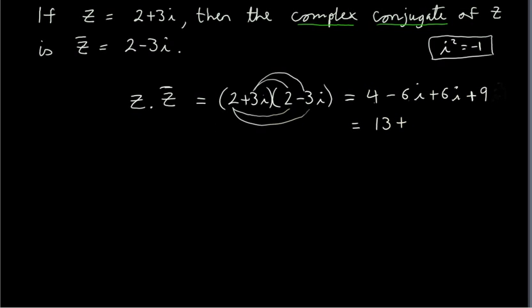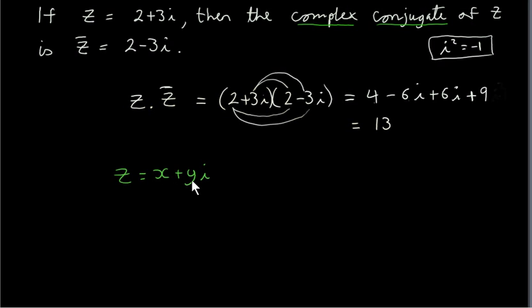So I can leave that out, but if we leave it like this, we have the complex number 13 plus 0i. This complex number is the real number 13. So when we multiply 2 plus 3i by its conjugate, we get a real number. In other words, we get 0i imaginary part. That always happens. If we take any complex number and multiply it by its conjugate, we get a real number.